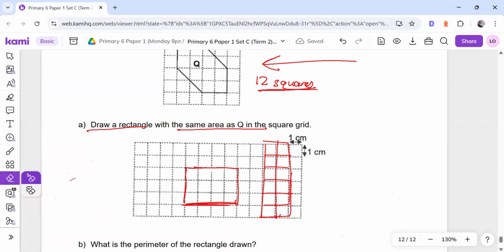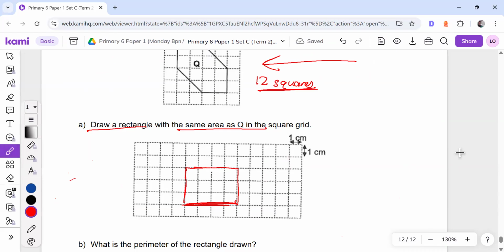Okay, so I want you to count your diagram. If you have drawn already, count your diagram, see whether you've got child squares. If you don't have child squares, your answer is wrong. Okay? All right, so that's part A.